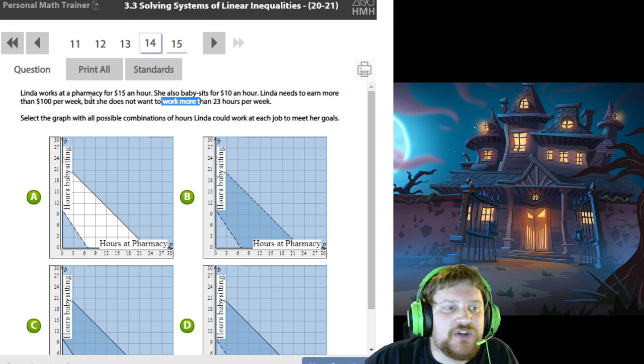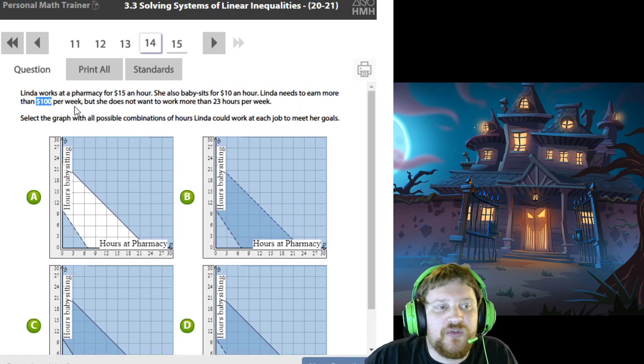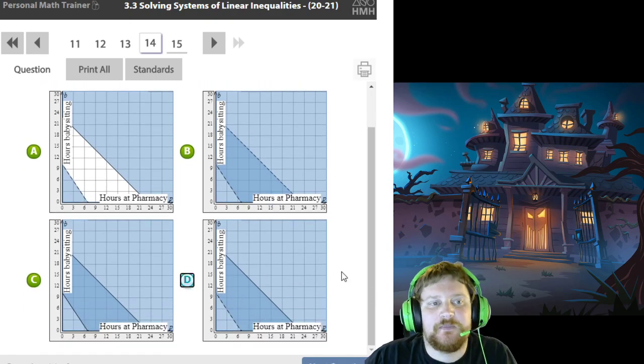It also says she needs to earn more than 100, not 100 or more. So this line needs to be dotted. This line needs to be dotted, but this one needs to be solid. And the only one that matches that is D.